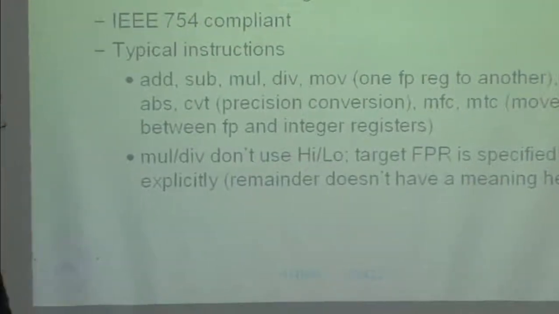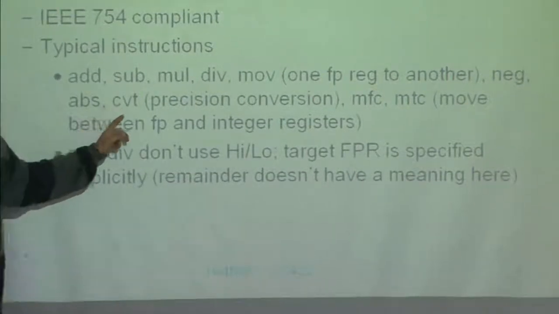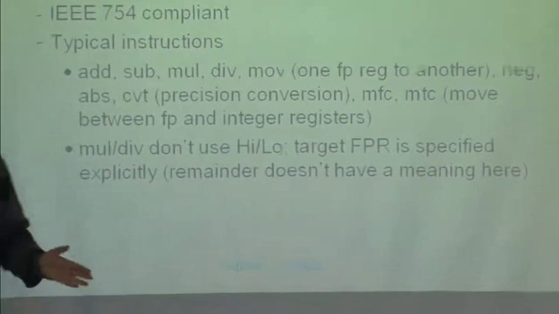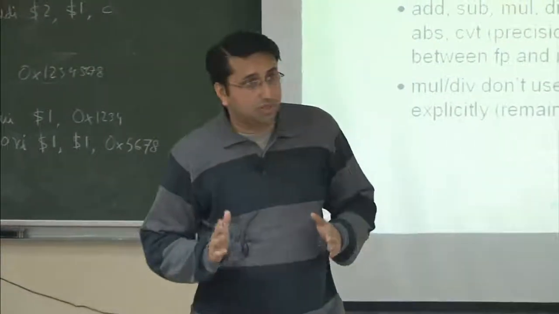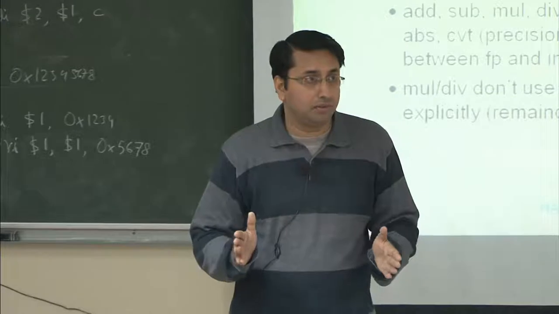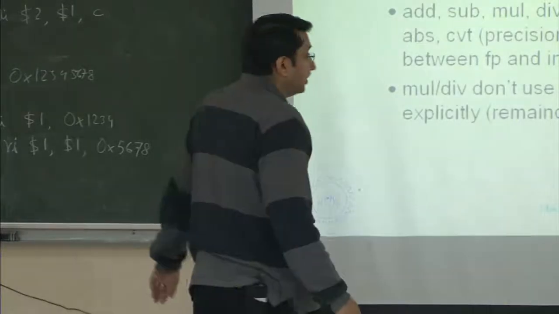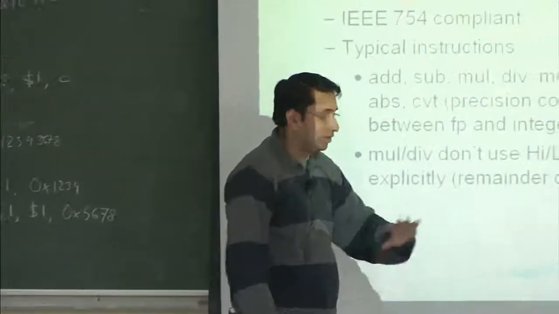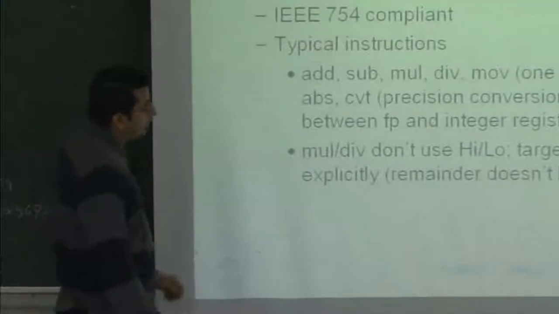Negate, absolute value. CVT is a precision conversion. So if you want to convert from single precision to double precision, essentially, this is used when you're trying to do a typecasting in the high-level language. For example, you're typecasting a float to a double. Compiler will generate a CVT instruction in that case, right? Or vice versa. MFC, MTC, move between floating point and integer register.